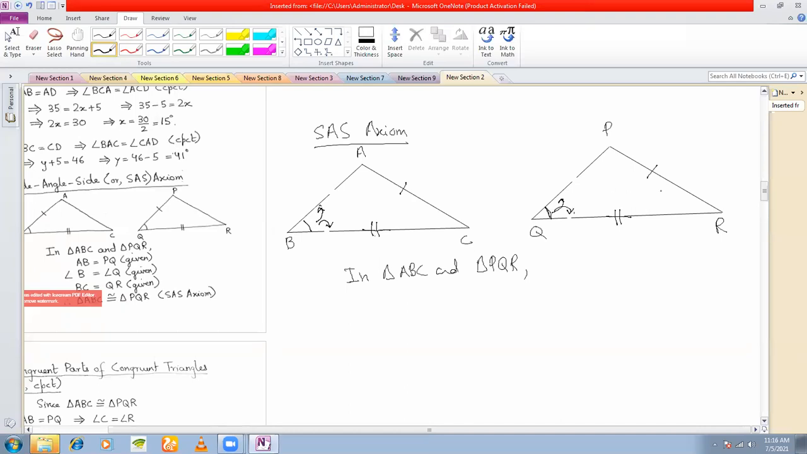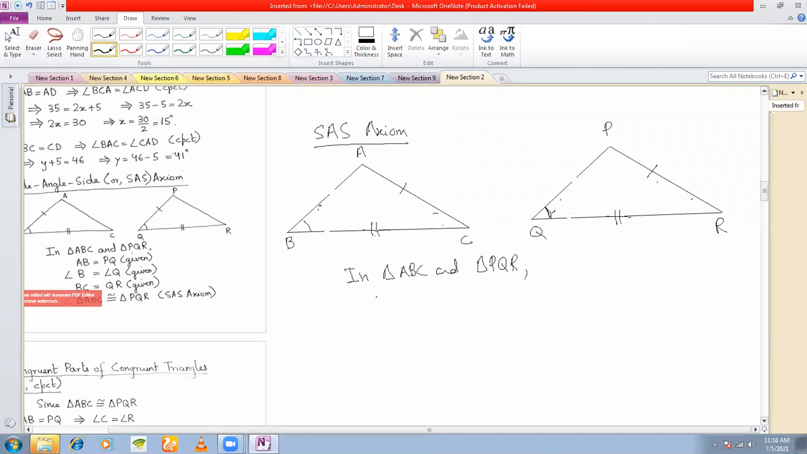Otherwise, you cannot. What is the included angle between these two sides? This is the angle, right? But this angle is not given equal to this. Is it given? No. So therefore, by SAS, you cannot say. So remember, whenever you are using SAS, the angle that we are talking about has to be between the two equal sides. It has to be the included angle.